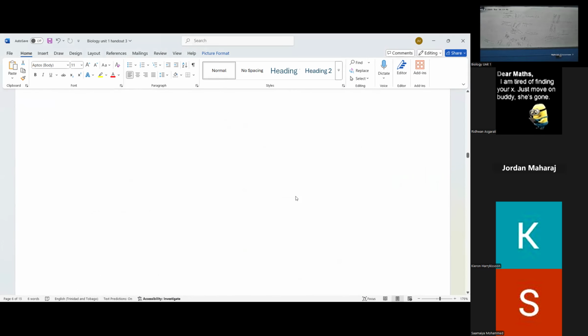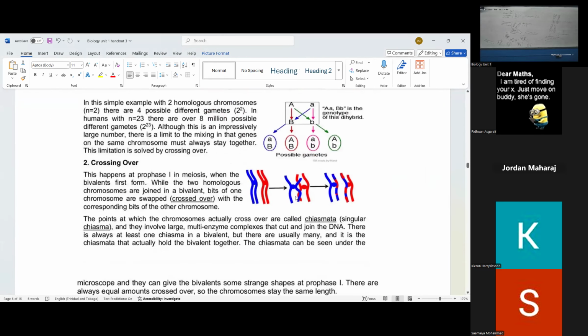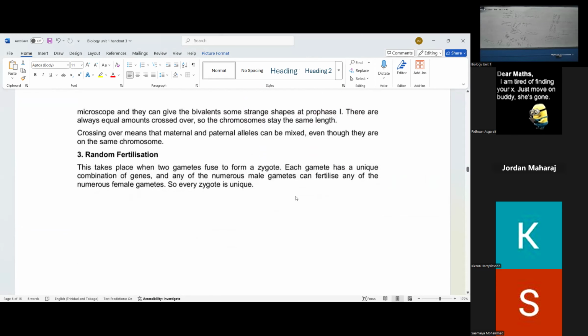And the third one is random fertilization. Again, fertilization is the fusion of two gametes. So in humans and mammals, it is when the sperm successfully reaches the egg and exchanges genetic information. But again, remember in males especially, there are millions or billions of gametes, and all of these gametes are genetically different. So when we say random fertilization, it means the endless possibility of combinations of genes from the parents to produce an offspring.